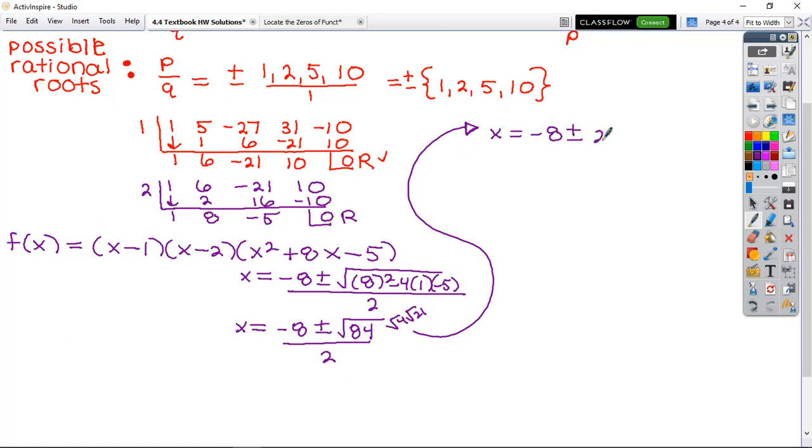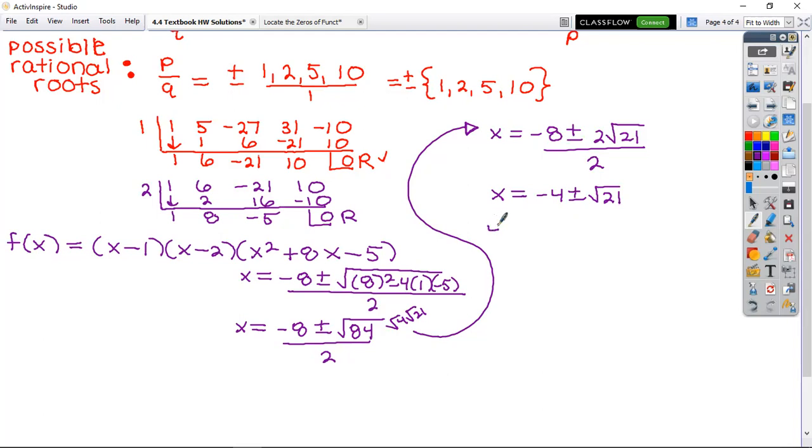So I have 2 radical 21 all over 2. And then you need to reduce those 3 values. So divide by 2, divide by 2, and then the bottom's going to drop off for you. Okay. So this particular question has 2 rational roots and 2 irrational roots, and all of them are real.